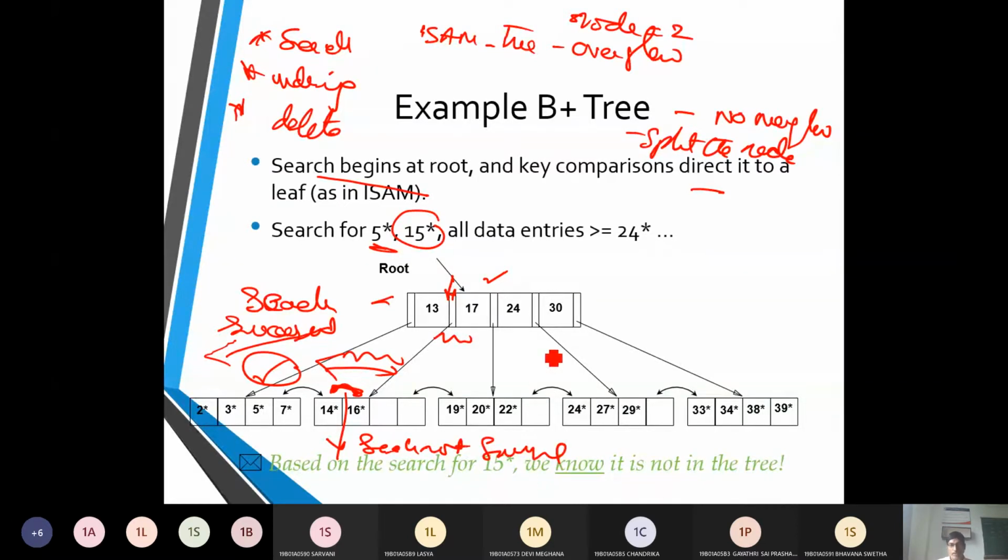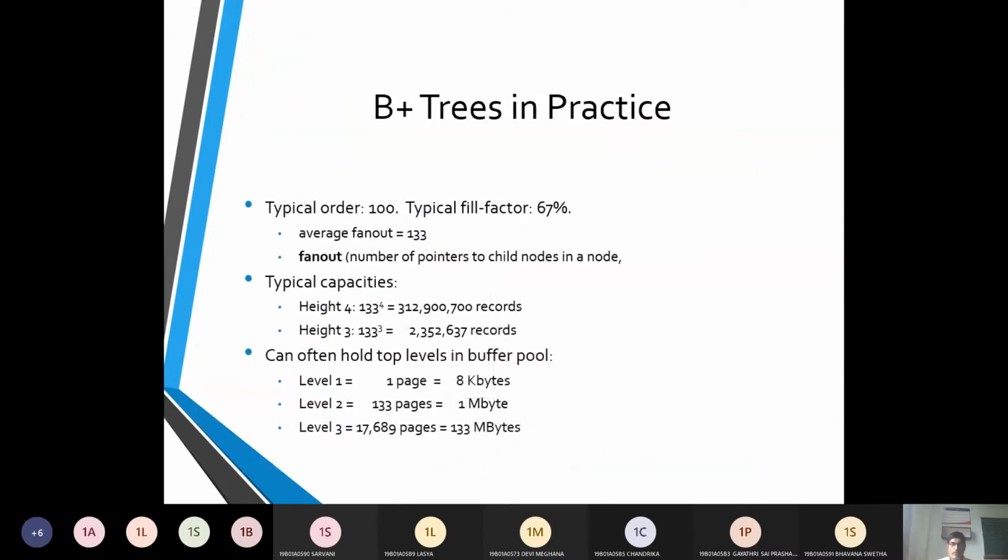What needs to be noted here is that the items between 17 and 24 are available in one node, and the next node covers 24 to 30.